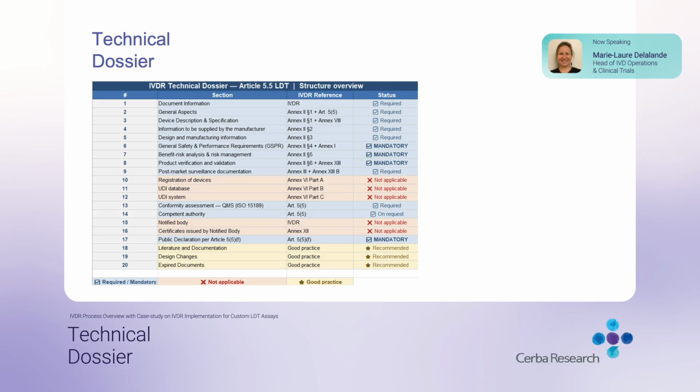Sections 10, 11, 12, 15, and 16 are explicitly not applicable because we are not seeking a market placement. Sections 18, 19, and 20 are good practice. We recommend including them because they demonstrate a mature quality culture and they protect you if questions arise later.